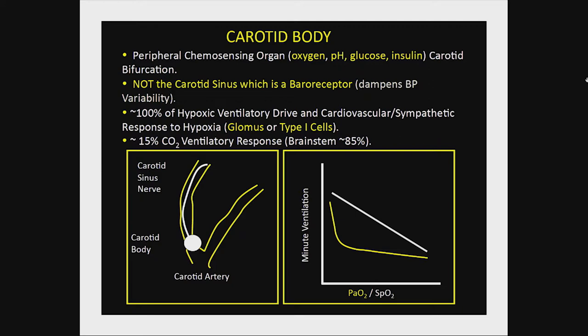As Dr. Dahan introduced, the carotid body is the peripheral chemosensing organ. It's important in regulation of breathing. It senses oxygen, pH, glucose, and even insulin in the arterial blood. It's not to be confused with the carotid sinus, which has baroreceptor function, which protects you from blood pressure variability.